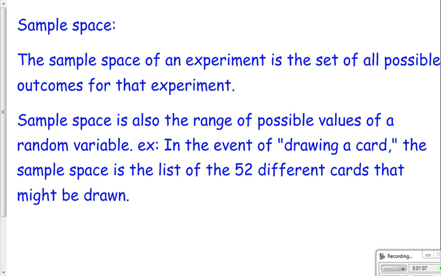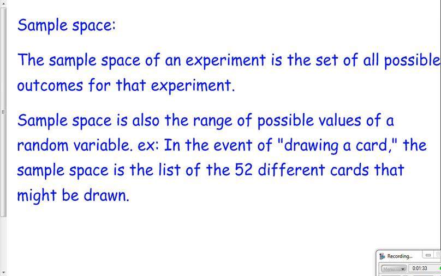The definition of sample space is important. A sample space of an experiment is the set of all possible outcomes for that experiment. So for example, if you're talking about the event of drawing a card out of a deck of cards, there are 52 different cards in a deck of cards, which means that the sample space has 52 elements to it, and those elements are each of the cards in the deck.